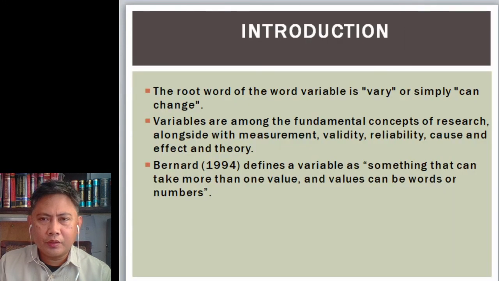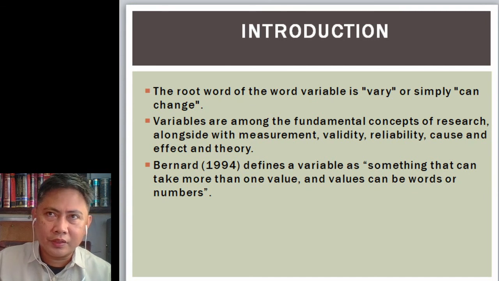So what is the meaning of variables? The root word of the word variable means vary, or simply can change. Variables are among the fundamental concepts of research alongside measurement, validity, reliability, cause and effect, and theory. According to Bernard, he defines a variable as something that can take more than one value, and values can be words or it can be numbers. So by meaning, variables are changing qualities or characteristics of persons or things like age, gender, intelligence, confidence, and others.